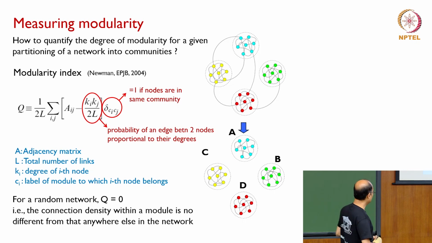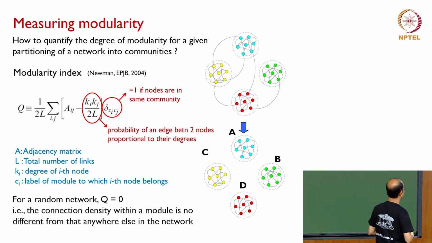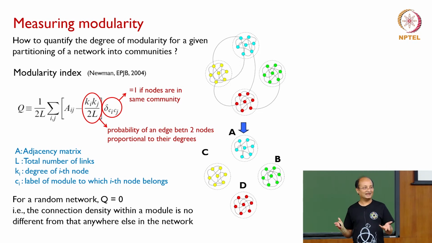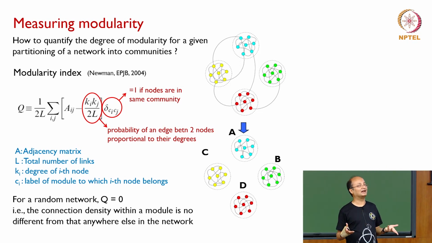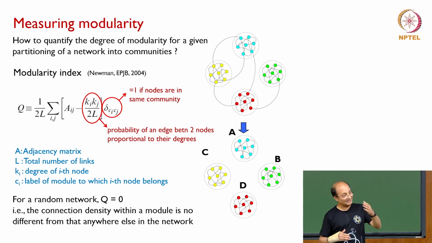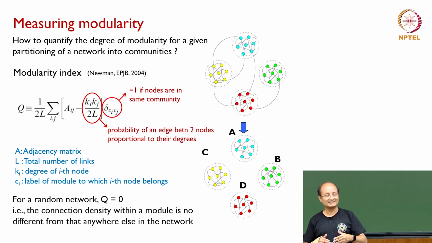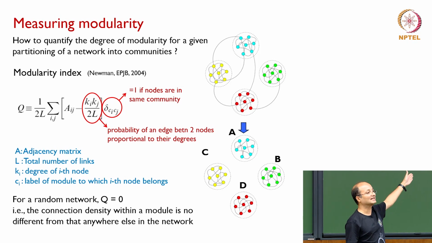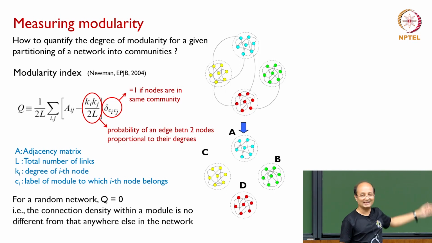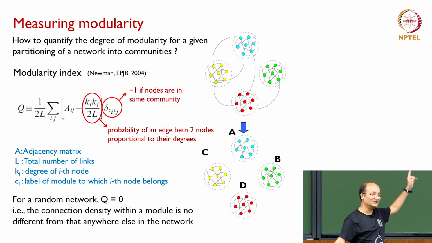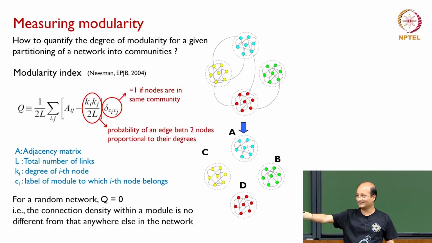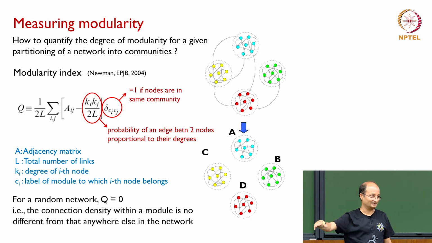So for a random network, by definition this will be 0, because any connections that I have will be entirely governed by the ki kj probability. The bigger this number is, the more this is deviating from randomness. So basically what I have to do is maximize this index. That partition for which Q is maximum is the actual community organization.